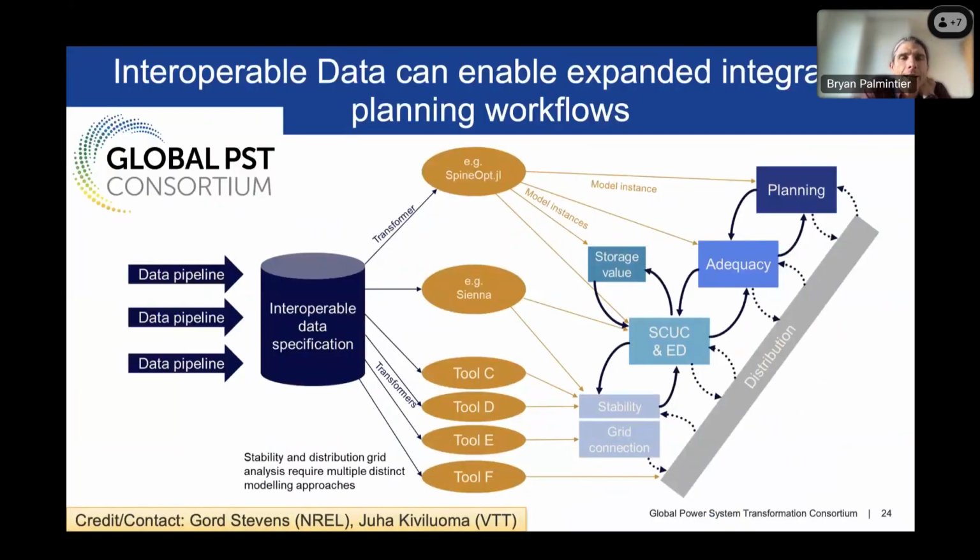Another effort, I mentioned data being a key challenge. The Global Power System Transformation Consortium has ongoing work to recognize how we can get interoperable data among all these different pieces. Having specifications and tool interfaces, as well as the ability for these tools to work more closely together.